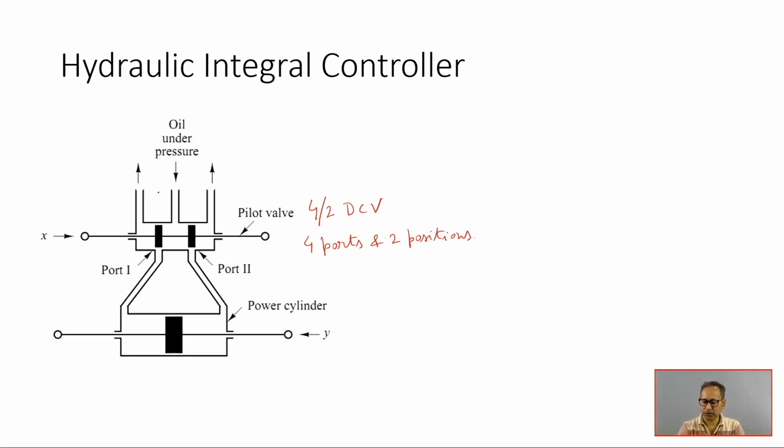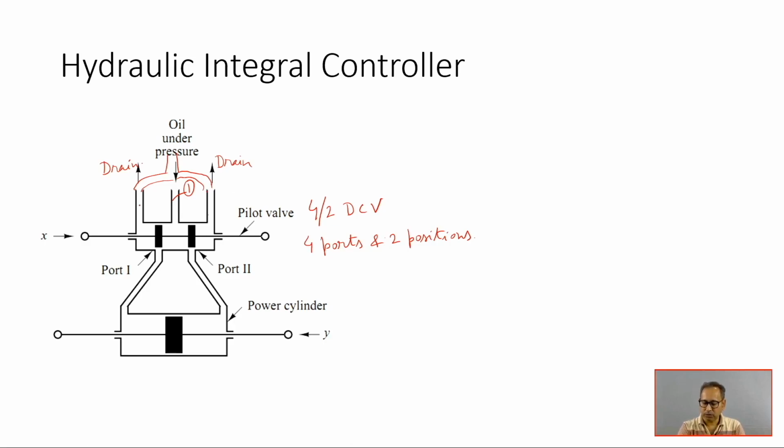4 ports means one port is connected to the pressure source, that is oil under pressure. So oil will come to here, and these 2 ports are connected to drain. So actually these are not 2 ports. All these ports are connected to the same drain actually. So this is also going to drain, and this is also going to drain. So actually these 2 ports are connected somewhere in a common port, and then it will move to the drain. So that is actually the concept.